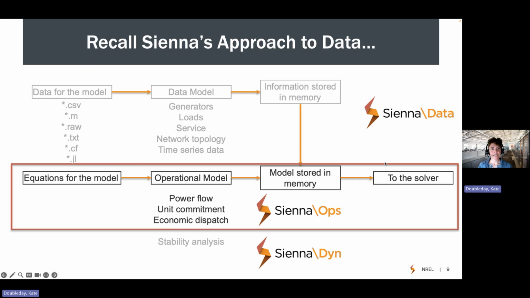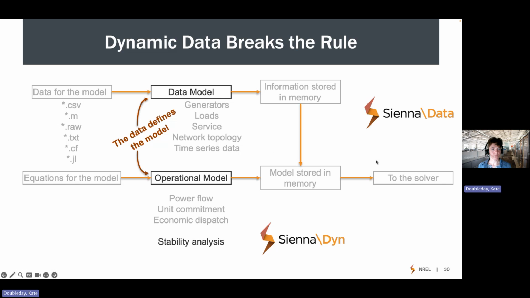So this is a key distinction where dynamic data breaks this rule. In this case, we don't have a clear distinction between data and the equations that describe the differential equations that describe dynamic response. In this case, the data defines the model that you would use.